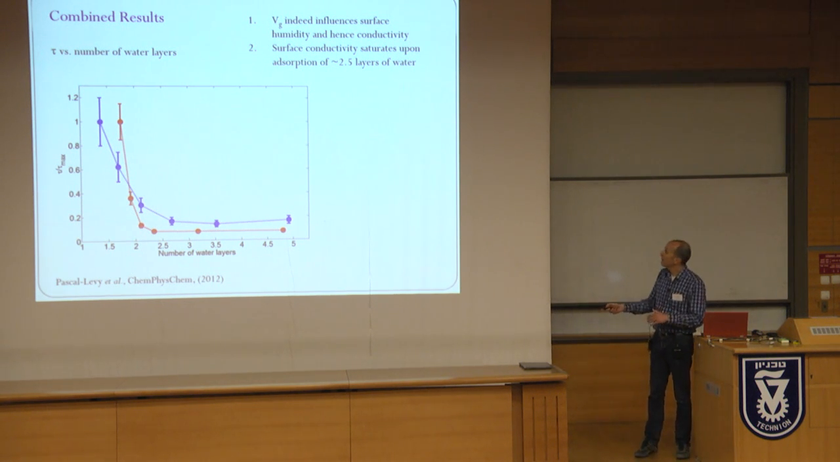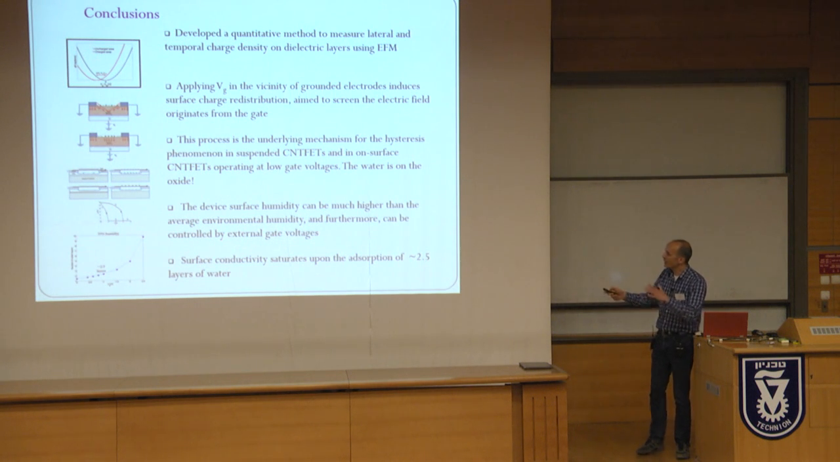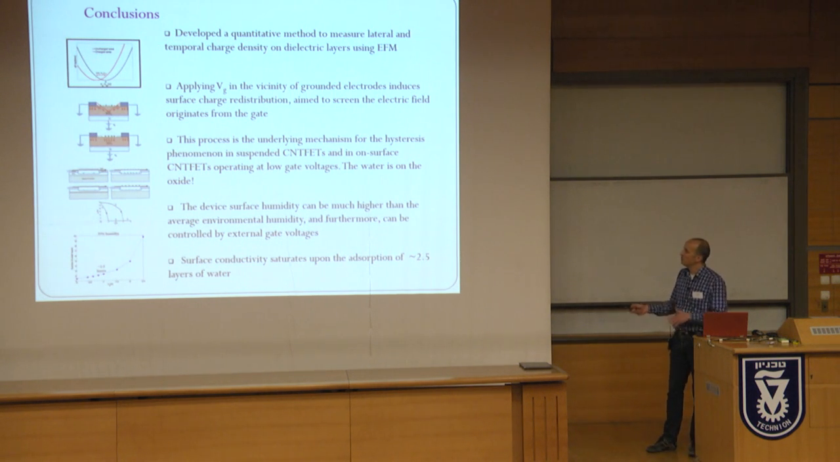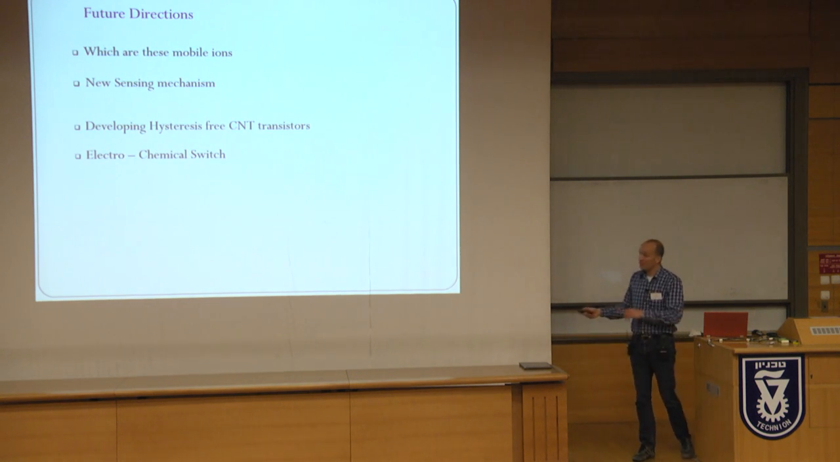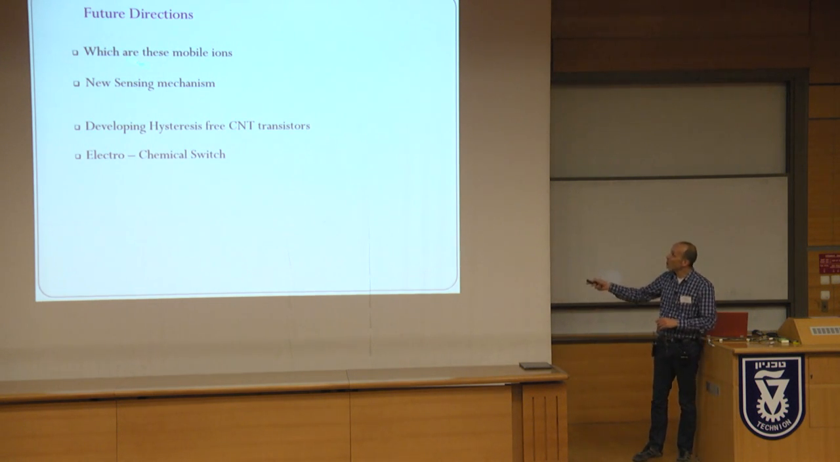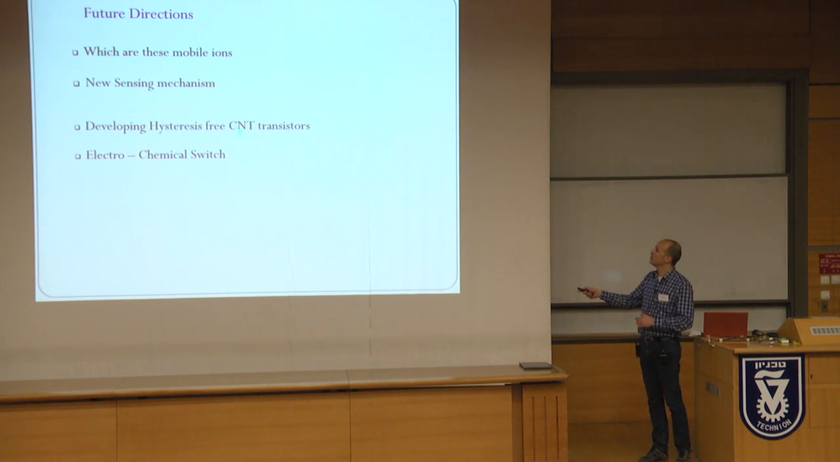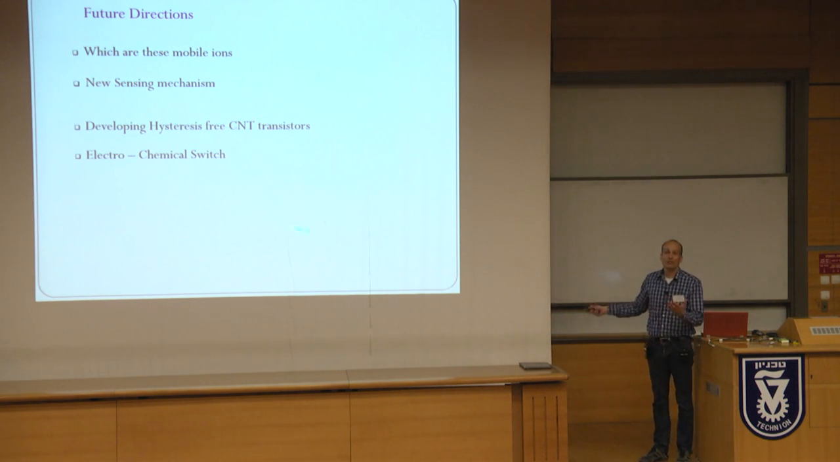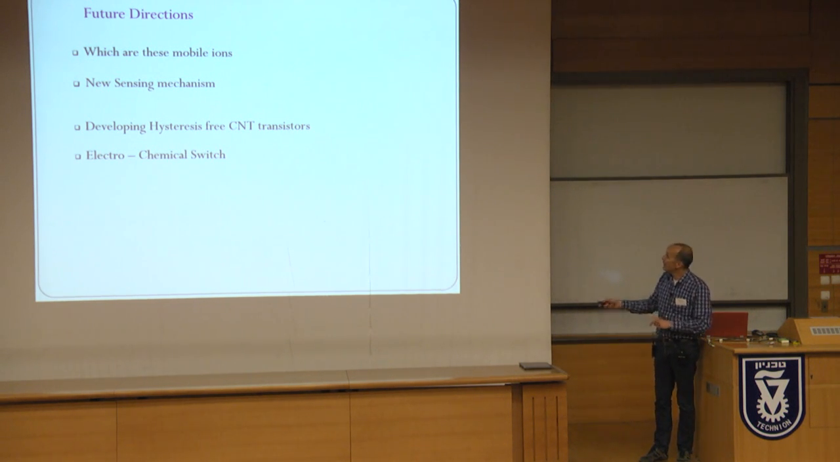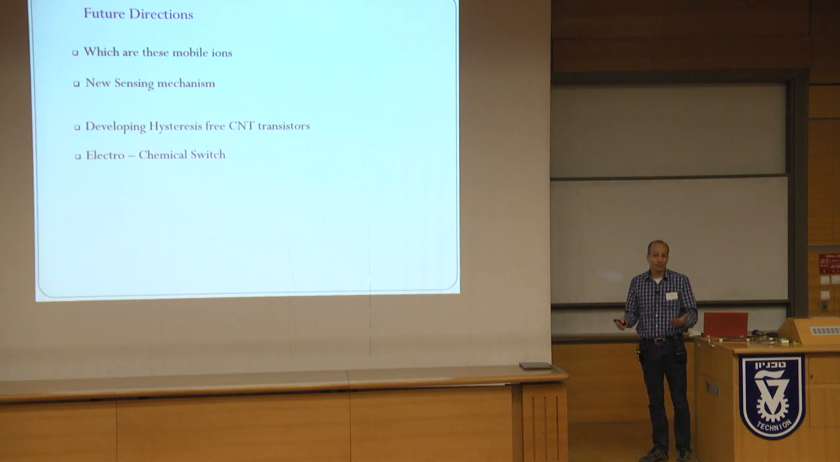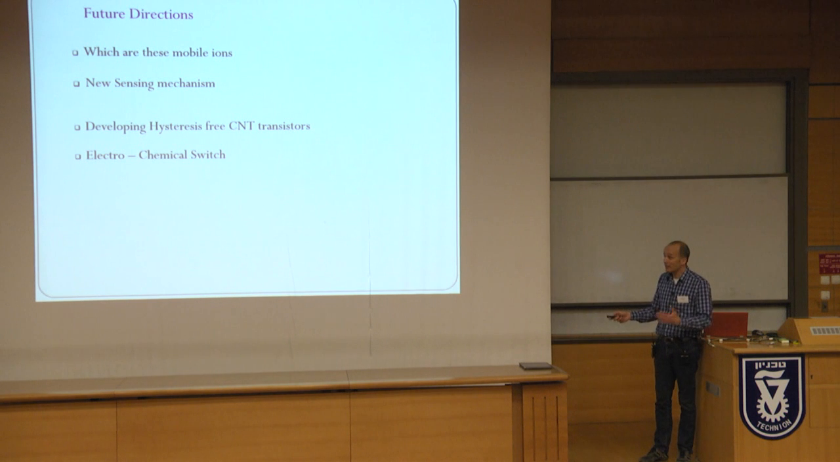And I think that I skip the conclusion, because I think that you understood. I will just tell you that what's really interesting is which are these mobile ions. This is something that we study today. This is a new sensing mechanism. Instead, it really does integration of this tau and not only the difference of the current. And you can develop a hysteresis-free carbon nanotube transistor, and this is something that we already succeeded to do.